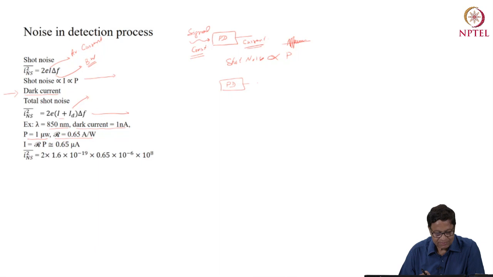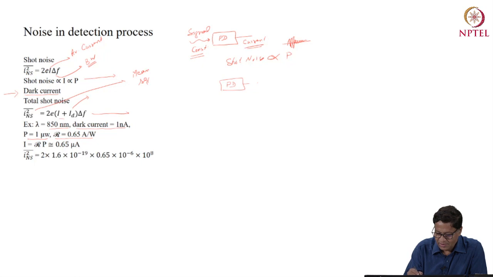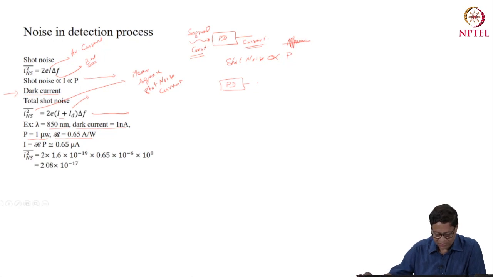So the mean square shot noise current, you have to put all these values in place, and what you get is 2.08 into 10 to the minus 17. Remember, this is the mean square shot noise.